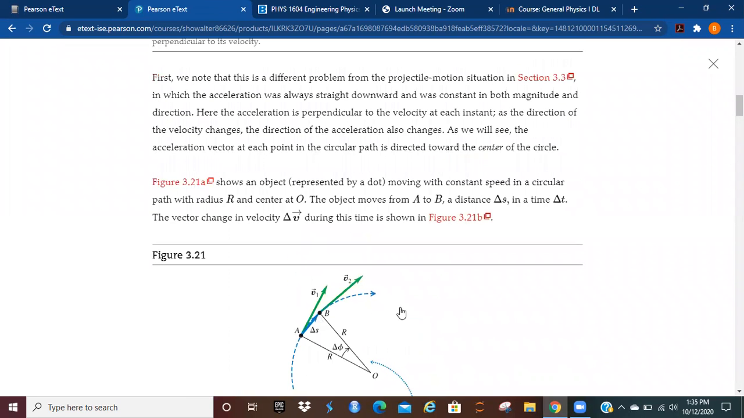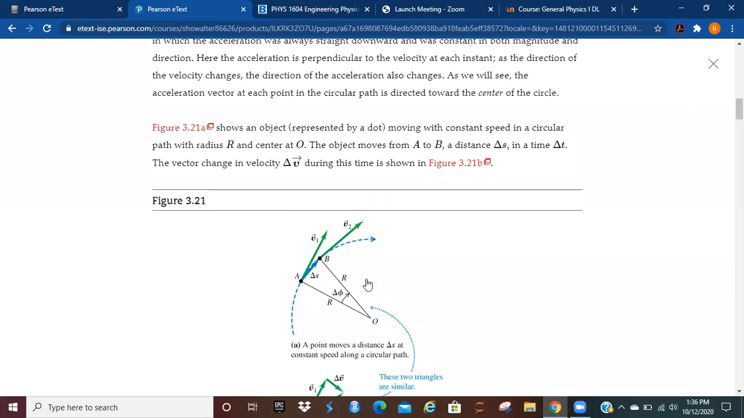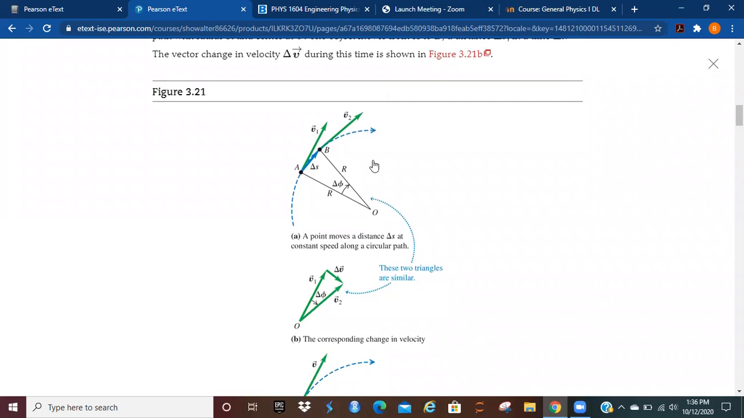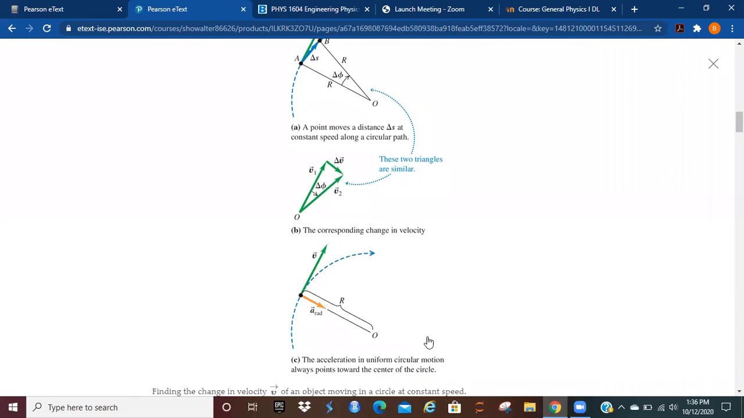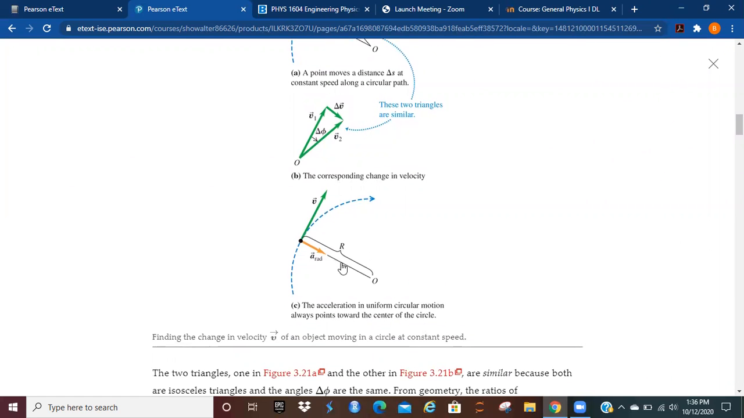If we attempt to derive what's going on, we're going to take a look at figure 3.21. It shows an object represented by a dot that's moving with constant speed in a circular path with radius r at center O. The object moves from A to B in a particular distance and a particular time. The vector change in the velocity during this time is shown. You can see the change in these vectors, and there's a change in the angle between them. The corresponding change in velocity is reflected here. You can see the acceleration in uniform circular motion always points towards the center of the circle.